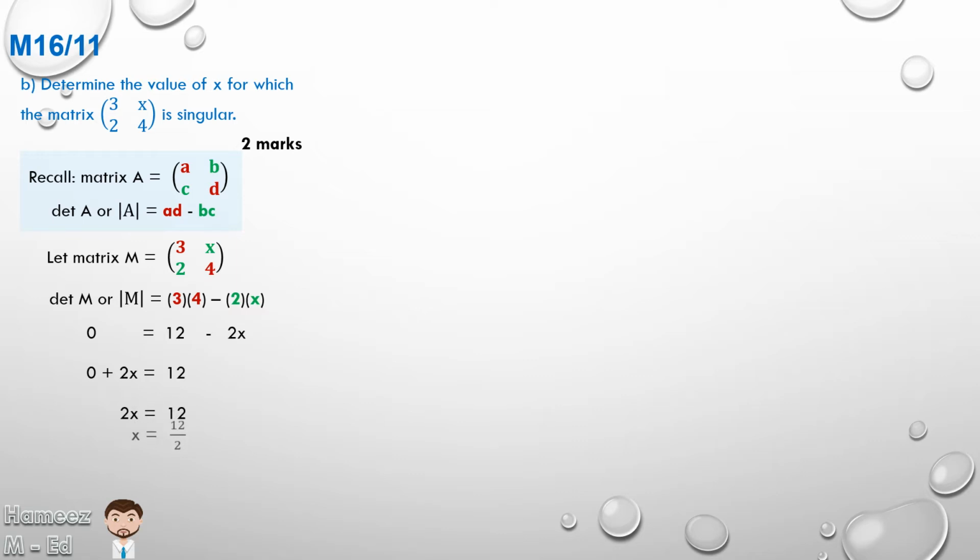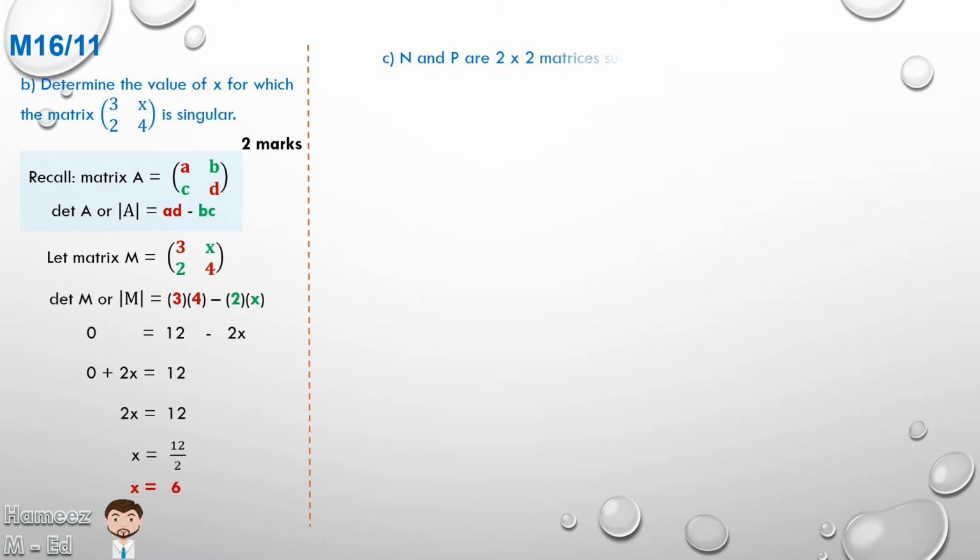And if you want to find x alone, the 2 is multiplying. When I carry it across, the opposite of multiplying will be dividing. 12 over 2. 2 into 12 is 6. As such, x is equal to 6 in order for this matrix to be singular, or to have a determinant of 0, or to have no inverse. They all mean the same thing.